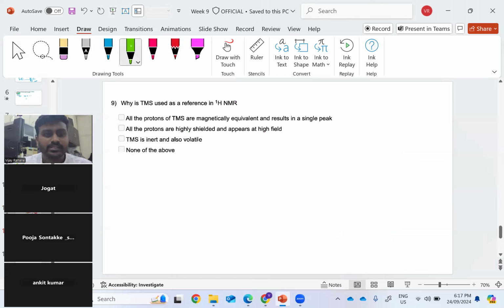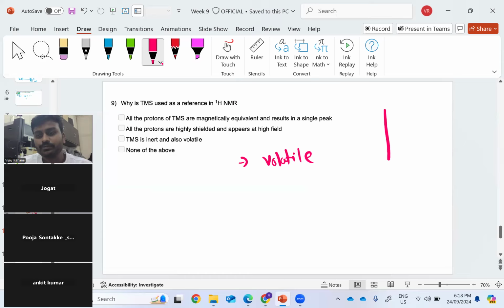The next question is why we use TMS as a reference in the 1H NMR spectra. If you just Google the properties of TMS that make it good for 1H NMR, the first property that will come is that it is volatile. It is very volatile.